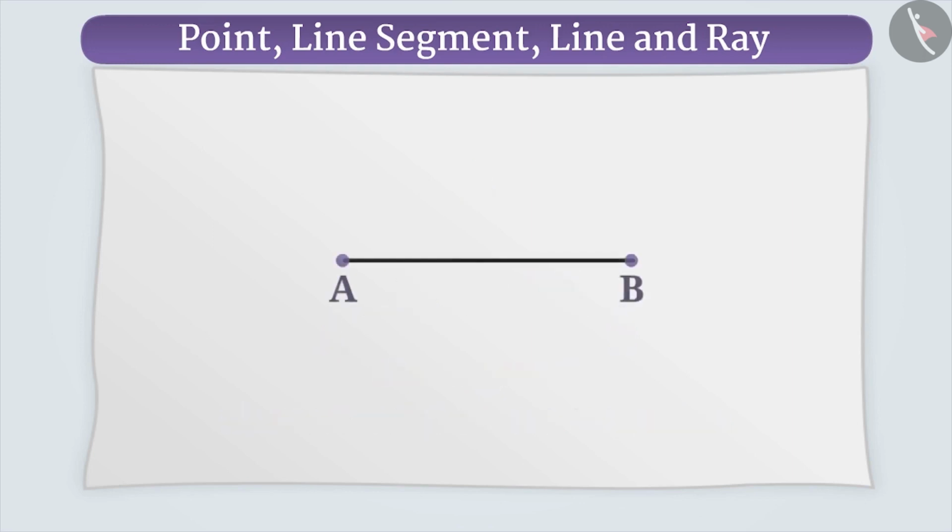If we keep on extending a line segment without ending in both directions, we get a line. A line does not end. To express this on paper, we draw arrows at both ends of the line. To name a line, we take 2 points on it and name the line as line AB. It can also be named with a small English alphabet such as line L.